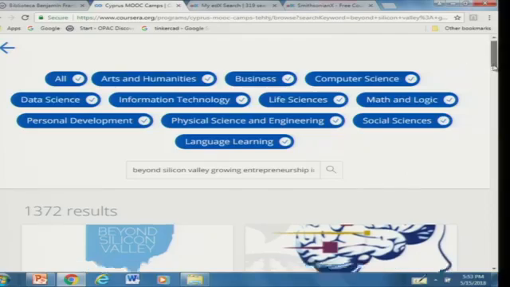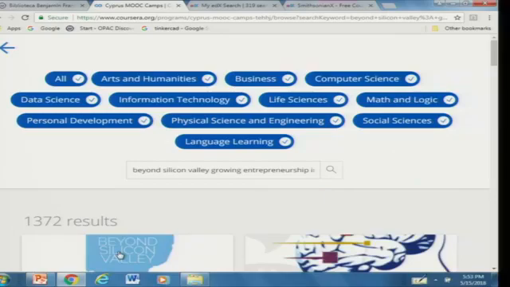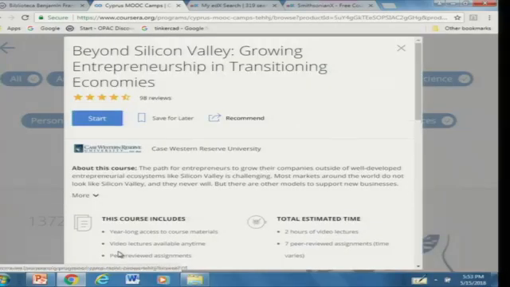So this one particularly, Beyond Silicon Valley. Who knows where Silicon Valley is? Facebook friends? Silicon Valley. Palo Alto. Who's from Palo Alto? Who do you know that's famously from Palo Alto? Google's one, yep. Facebook, another one. Who else? Steve Jobs, right? Apple. Definitely. This course is really cool.